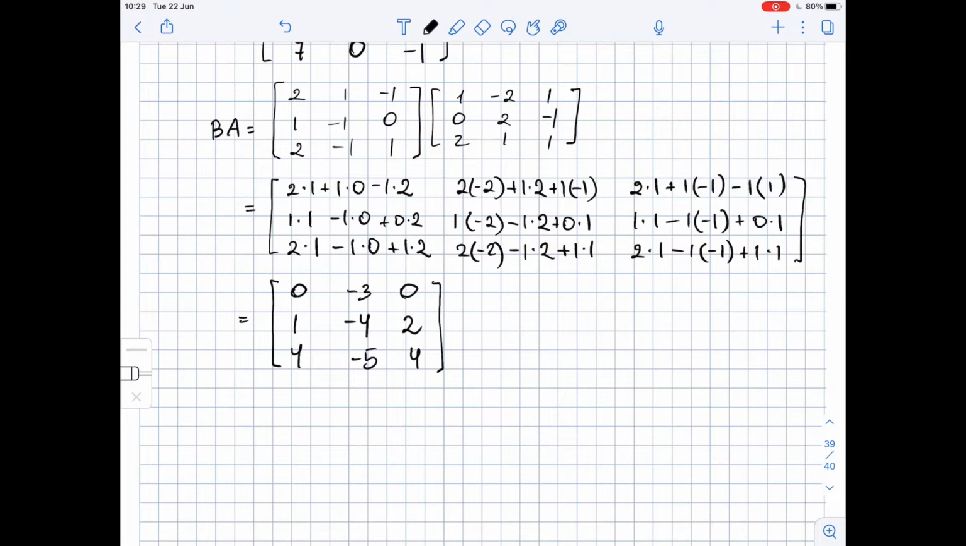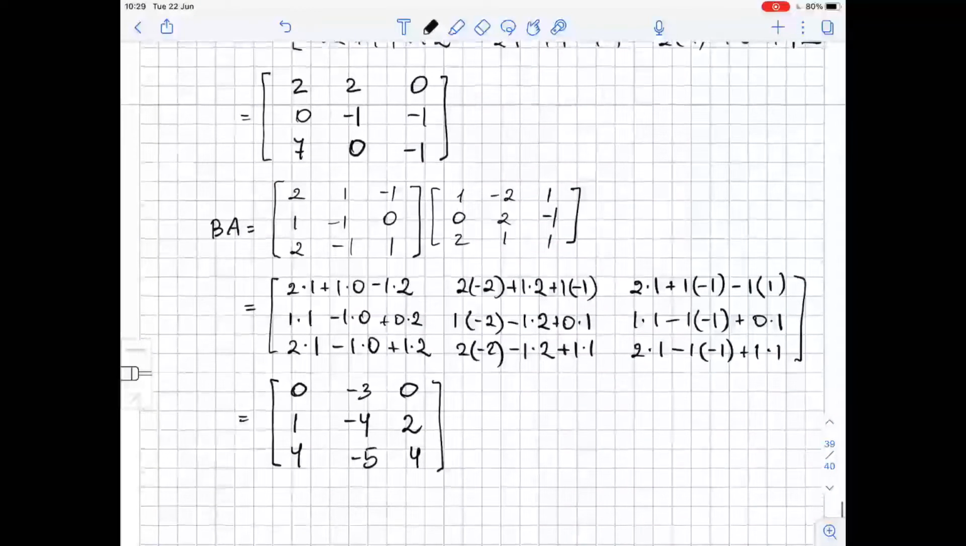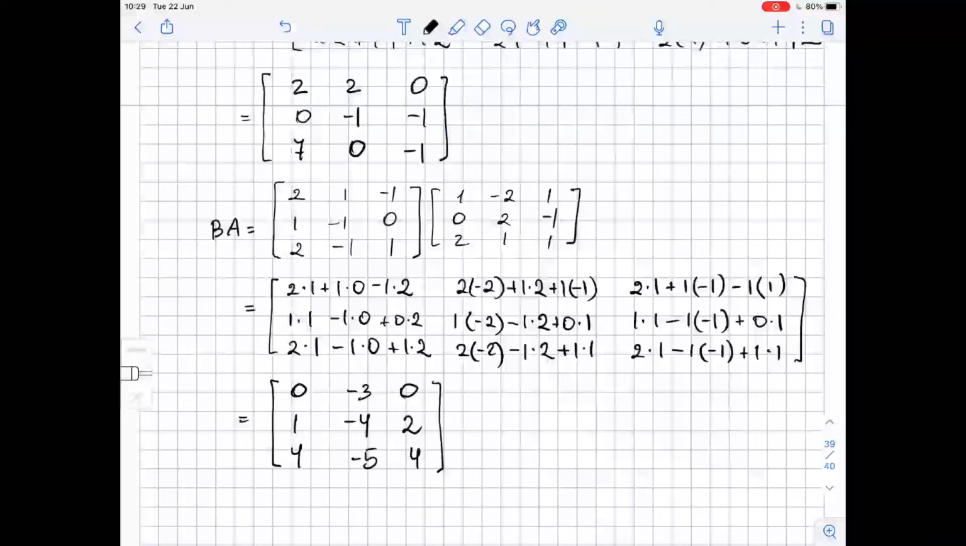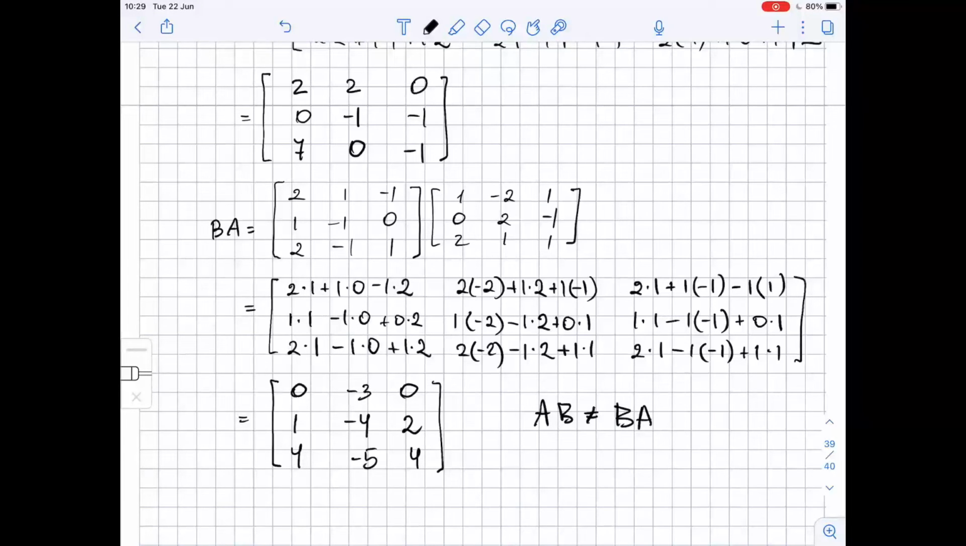So as you can see, AB doesn't equal BA because their entries are different. So this proves that matrix multiplication is not necessarily commutative.